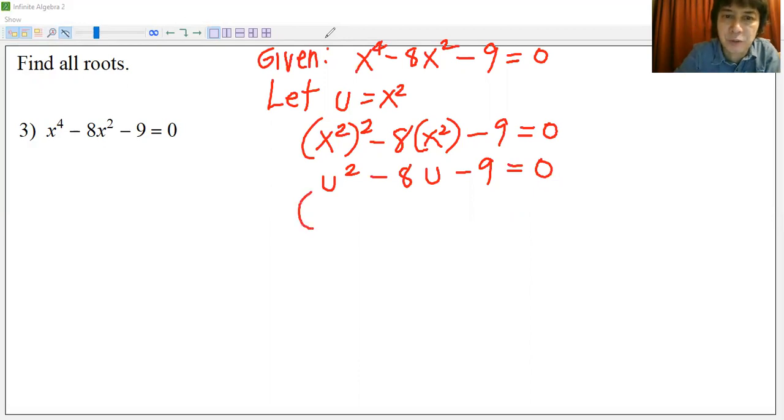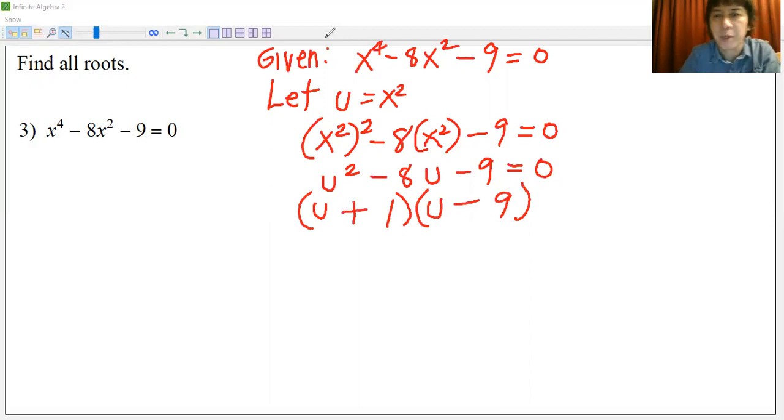So we can make use of 9 and 1. And now we will set the higher negative and we will set the lower positive, giving us a difference of negative 8. So this will be equal to 0. So you can review your factoring quadratic expressions. Okay, so at this point, we will set each factor to 0 and solve.